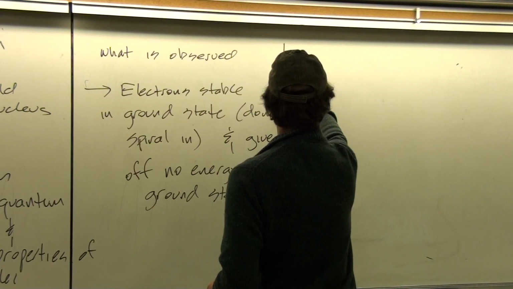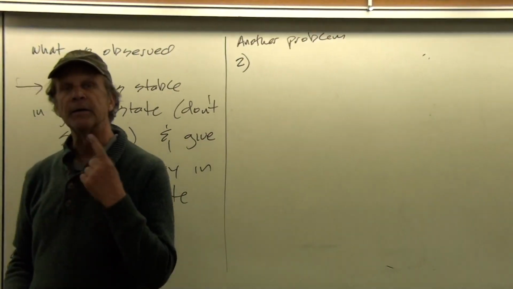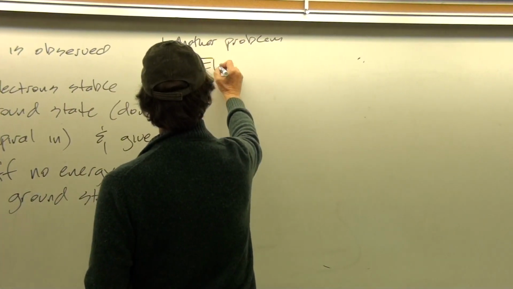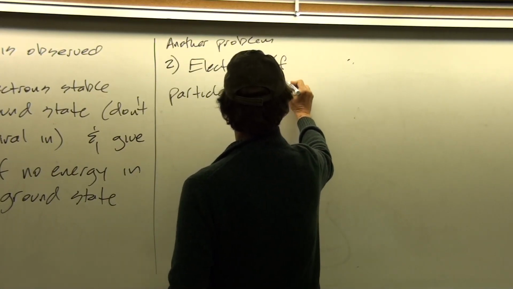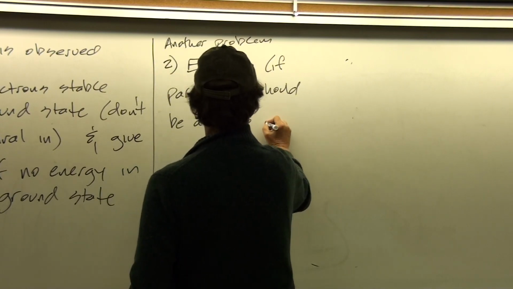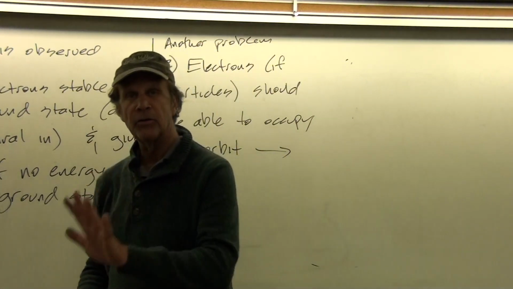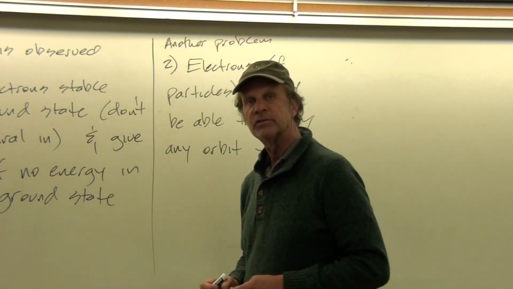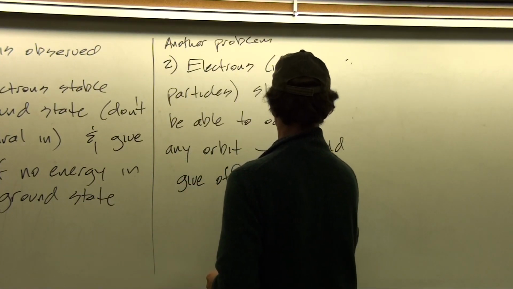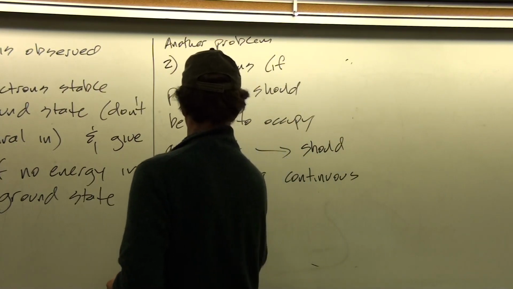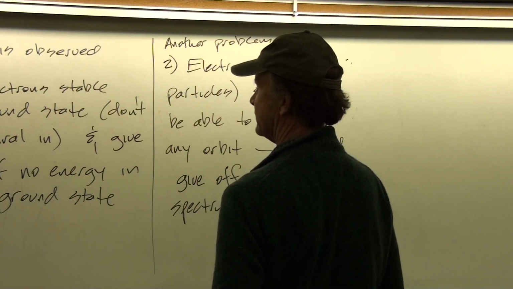Another problem that we have is that the electrons should be able to be in any orbit around the nucleus. And as the electrons change from one orbital level to another, they should give off a continuous spectrum of energy. This is what we expect from classical physics.